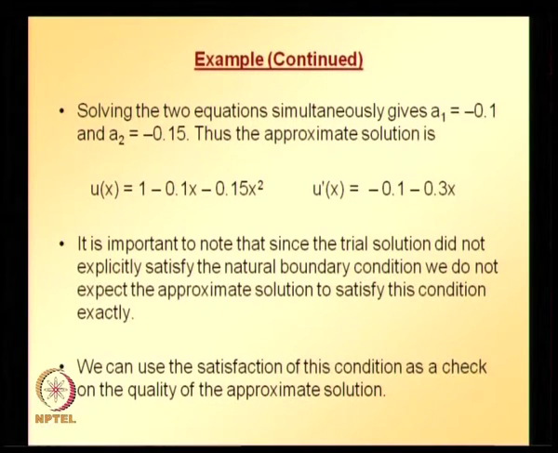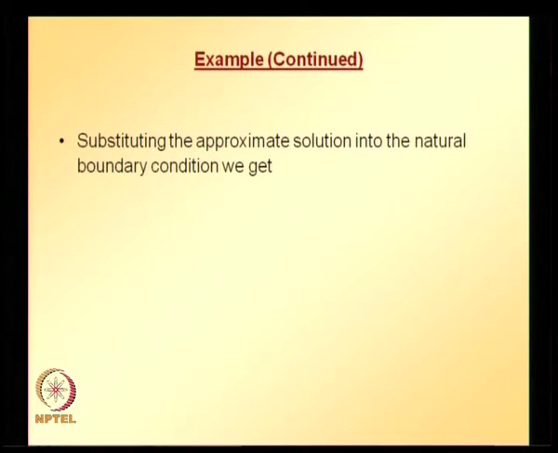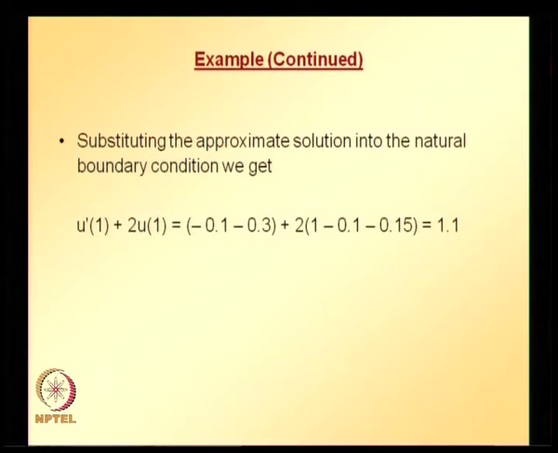Okay. So what we can do is, we have the derivative of u here, and we evaluate this derivative of u at x is equal to 1. The natural boundary condition that is given is that the derivative of u evaluated at x is equal to 1 is 1, and we see whether we get 1 or not. Substituting the approximate solution into the natural boundary condition, we get 1.1. Actually we should get 1, which means we got 10% error. How did we get it? We started with a quadratic trial solution.